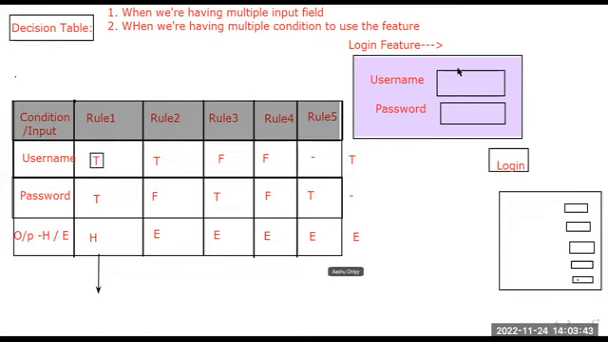Everyone, if there are multiple input fields, then we can apply the decision table. How can we apply it? We can prepare this kind of table, and for each combination we can apply the rule properly, and according to this rule we can prepare our test scenarios. So when you perform the actual testing, for each scenario you can test this particular feature. You can check with each combination whether this feature is behaving according to requirement or not.